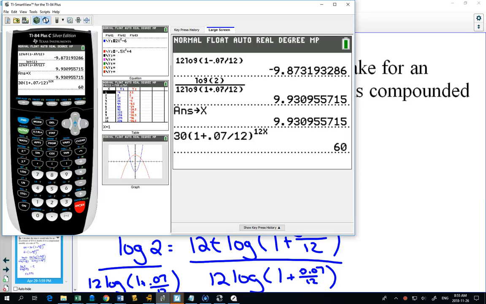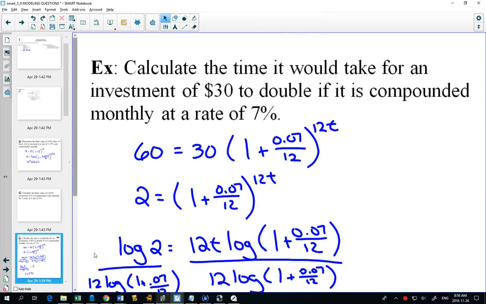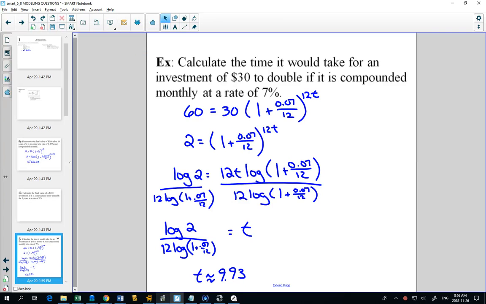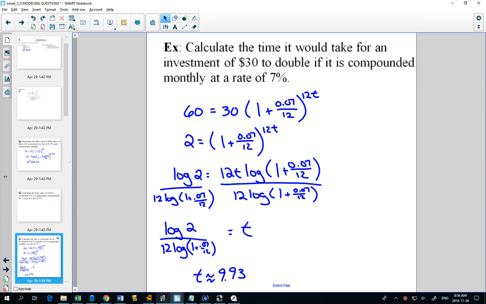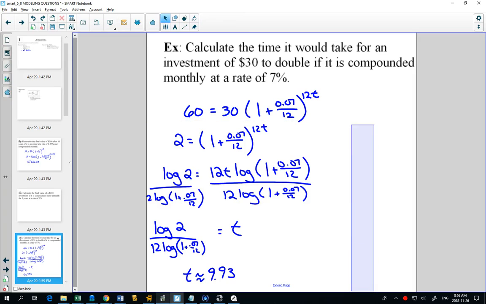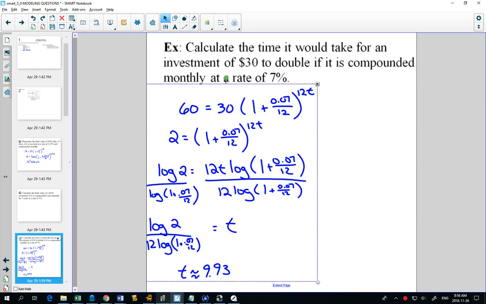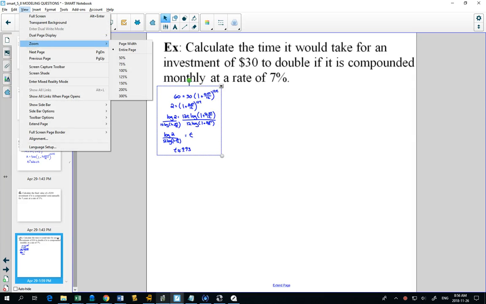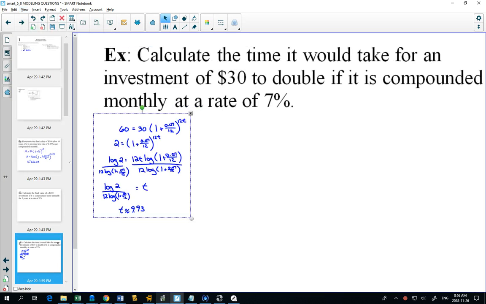And so it'll take almost 10 years for this to double, for $30 to go to 60. Okay. So what I'm going to do now is show you, make that smaller, still can see it. So we did that by simplifying it first.